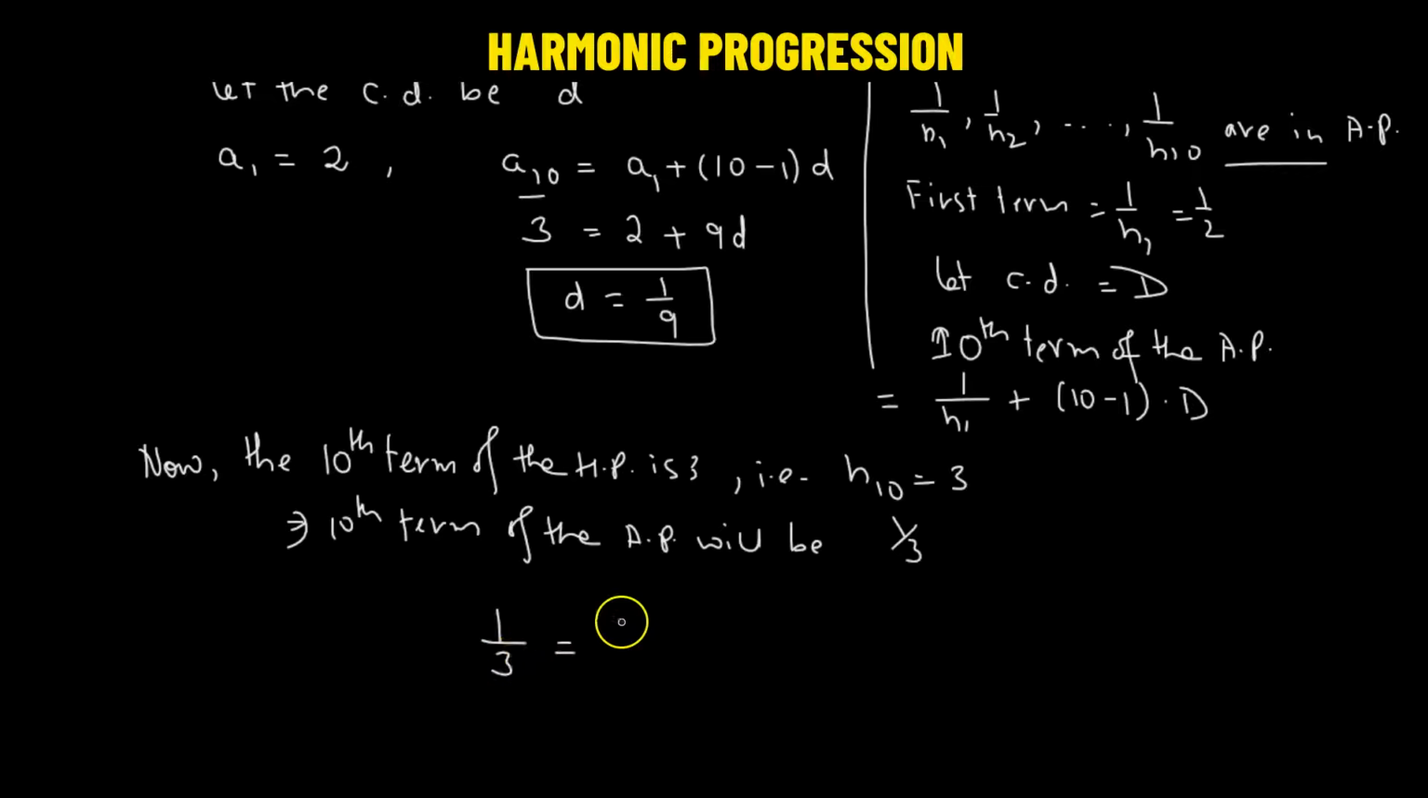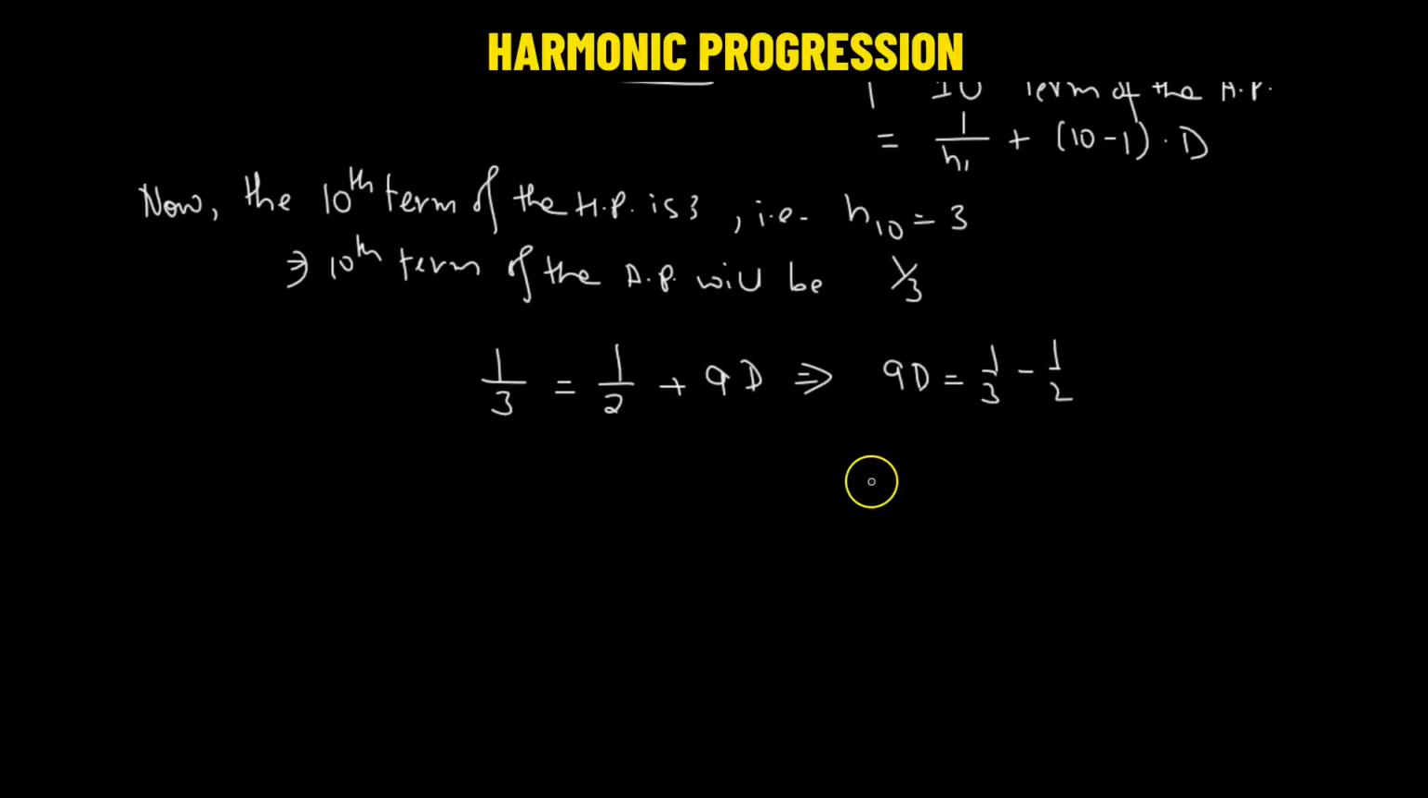Now since we have defined the 10th term of the AP, 1 over 3 will be equal to 1 over H1, so H1 is 2, that is 1/2, added to 9 times D. Now when we solve for D, we have 9D equals 1/3 minus half. That corresponds to a D value equal to negative 1 over 54. So this is going to be the common difference. Fine. So we have found the common difference small d from the first arithmetic progression, which came out to be 1 over 9, and then the D value from the harmonic progression, which came out to be negative 1 over 54.